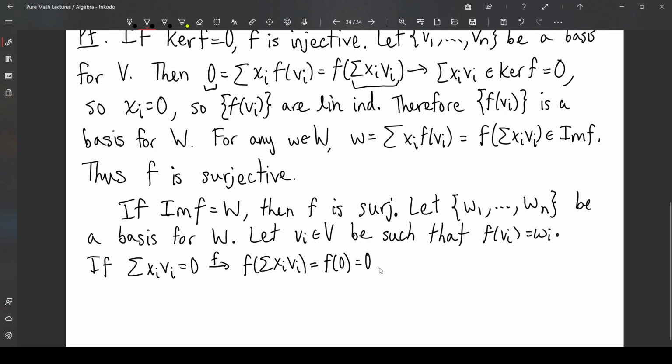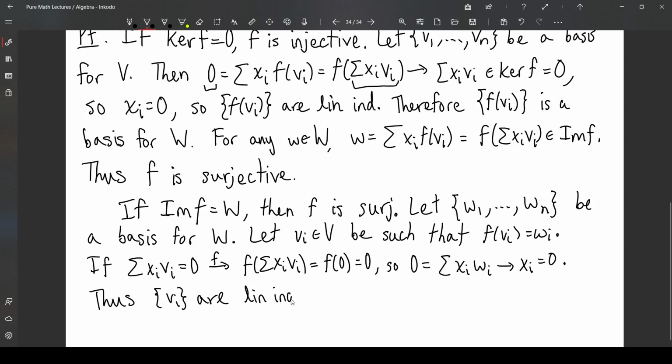Then we have 0 is equal to, now since f is linear, I can write this as the linear combination of x sub i, f of v sub i, but f of v sub i is w sub i. And since the w form a basis, if I have 0, this means that each xi is equal to 0. So thus the v sub i are linearly independent, and therefore, since I have n of them, I have n linearly independent elements in V, which has dimension n, and they form a basis.